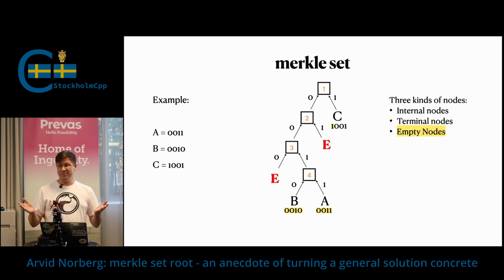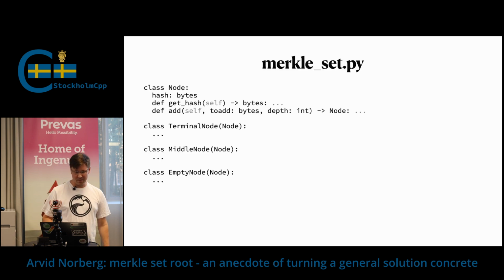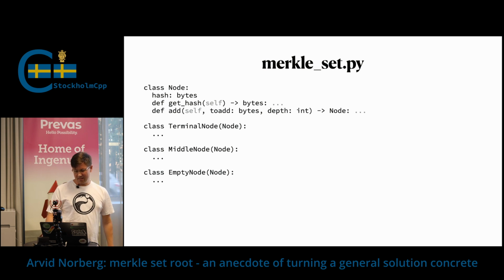All right, that's a Merkle set. Easy. So the textbook version of this, as I will refer to it, or merkleset.py, we have a tree. We have 3 different kinds of nodes in the tree. It's like we have a base class, and we have 3 different classes that derive from it. So we have the node. What can you do with the node? You can compute its hash, and you can add another node that then sort of trickles down and is inserted in the right place. And then we have terminal nodes, middle nodes, and empty nodes. Easy.